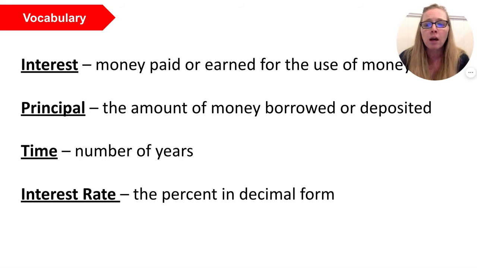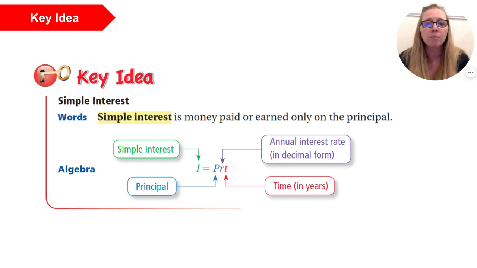So the principal is the amount of money that you are borrowing or depositing. So we put some money in the bank for our savings account, and that is our principal. Or we took out a loan, that amount is our principal. Time is always going to be in the amount of years, and the interest rate is the percentage that you are earning. And when we use this in the formula, we want to use the decimal form of the number.